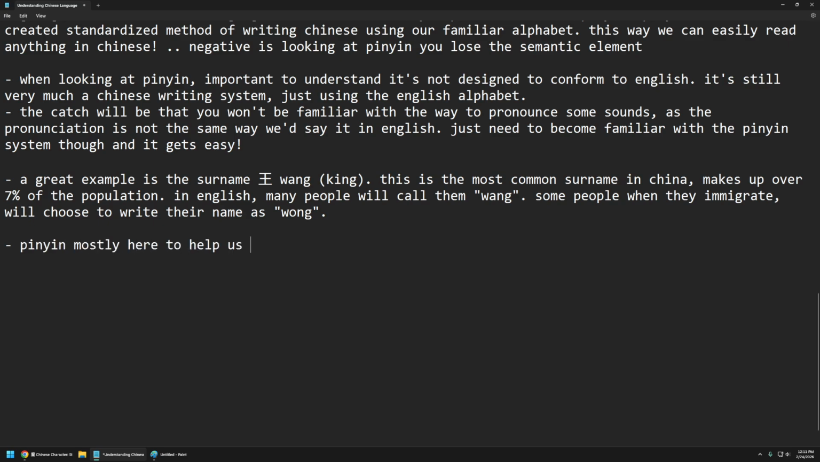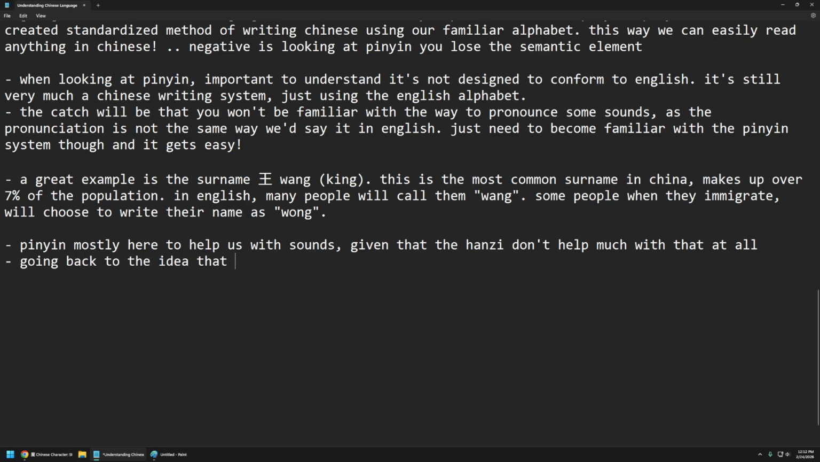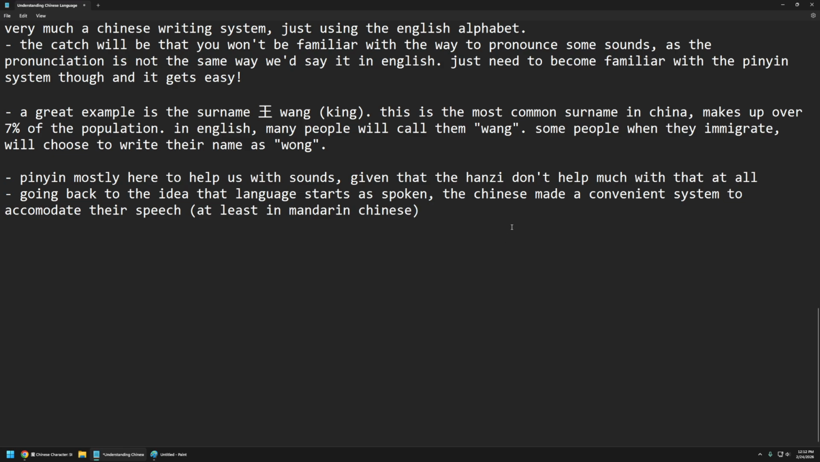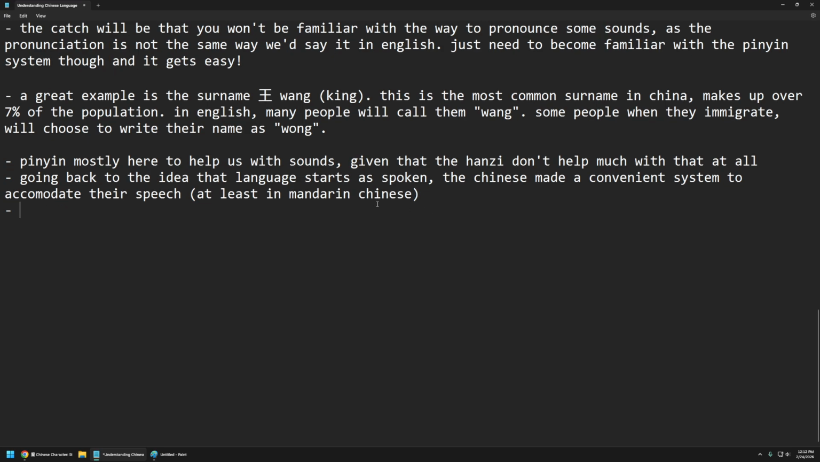Pinyin is mostly here to help us with sounds, given that the Hanzi don't help much with that at all. Going back to the idea that language starts as spoken, the Chinese made a convenient system to accommodate their speech, at least in Mandarin Chinese. Mandarin Chinese is the one that was pushed as a standard in the 1950s as well. There's a lot of other dialects, but we don't care about those for the purpose of this.